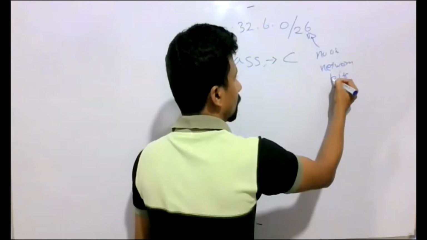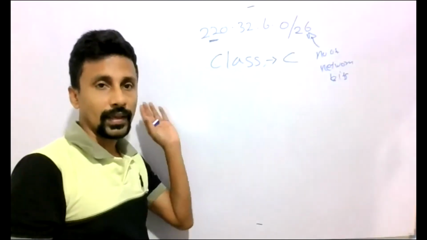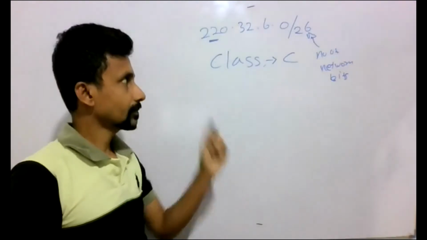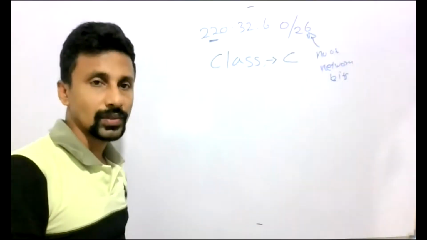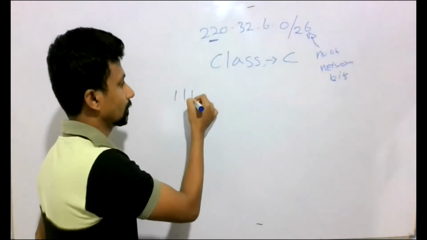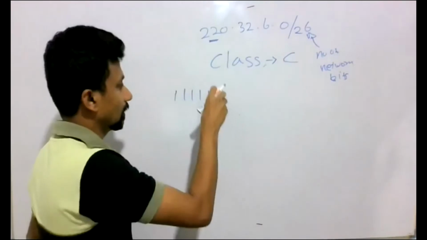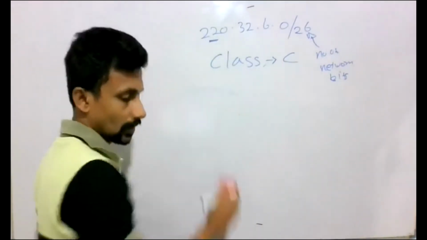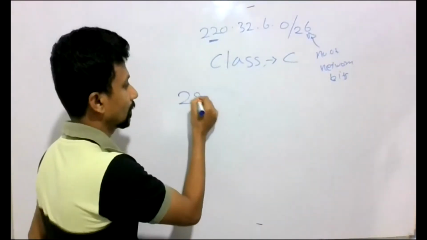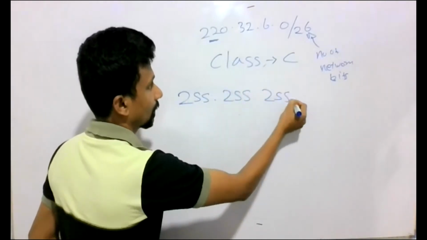So I told you what you have to do. You have to put ones. 26 ones you have to put. So I take 8 ones means 255. Another 8, 255. Another 8, 255.